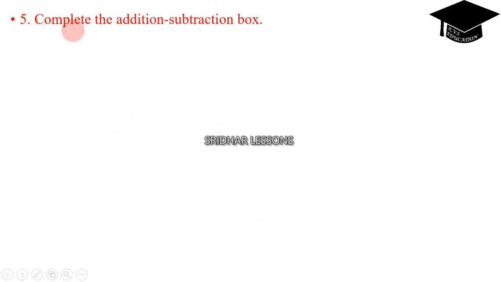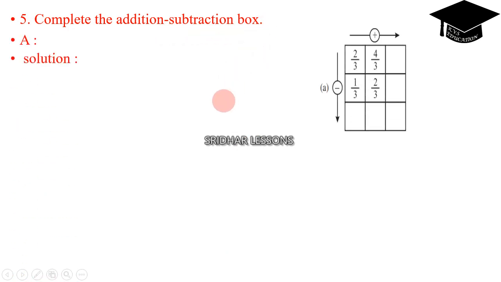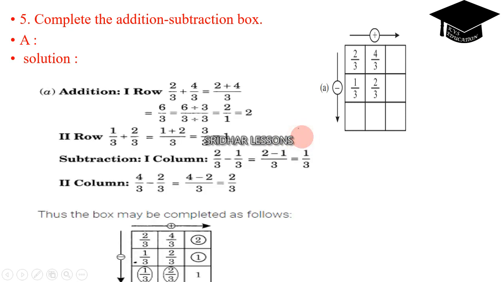Problem number 5. Complete the addition subtraction box. See this one. Observe this picture carefully. Addition of the first row: 2 by 3 plus 4 by 3. Since the denominator is the same, we can write it as 2 plus 4 by 3. That means 6 by 3, which is equal to 2.